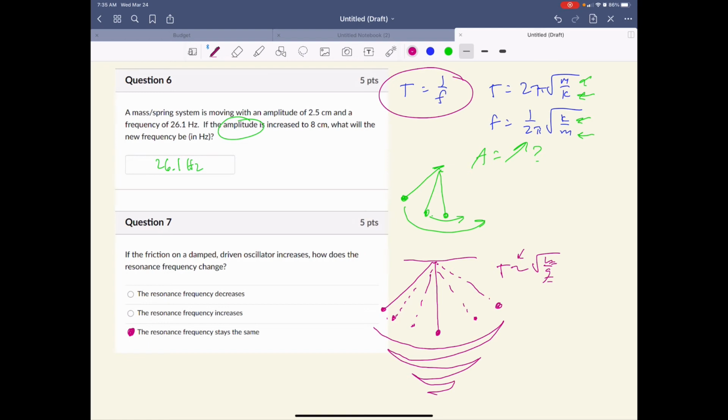And I could have done the same example with a mass and a spring, and I would just say the same thing. Has the mass changed? No. Has the stiffness of the spring changed? No. So then if m and k haven't changed, then the period or the frequency of a spring can't change, and so there you go. There's no change in the frequency.